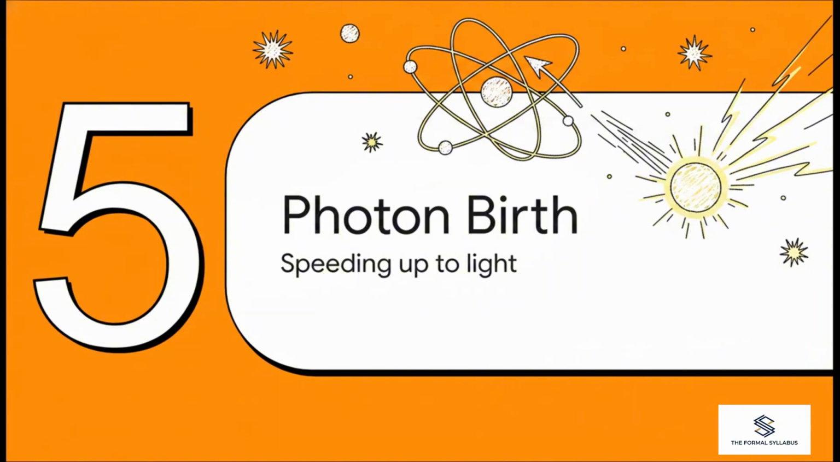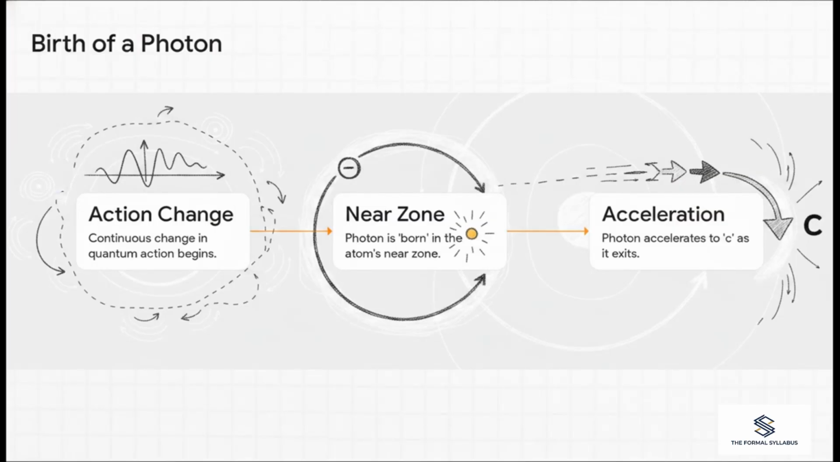Section 5. Birth and acceleration of a photon. Let's see how this builds, because this next part completely shatters everything we usually assume. A photon doesn't just magically pop into existence traveling at the speed of light. No way. First, the continuous change in action begins. Then the photon is essentially born in the atom's near zone, and amazingly, its initial speed is proportional to the electron's speed, not the speed of light. It actually accelerates within this near zone, only hitting the ultimate cosmic speed limit of light, c, as it fully exits the atom. Crazy, right?